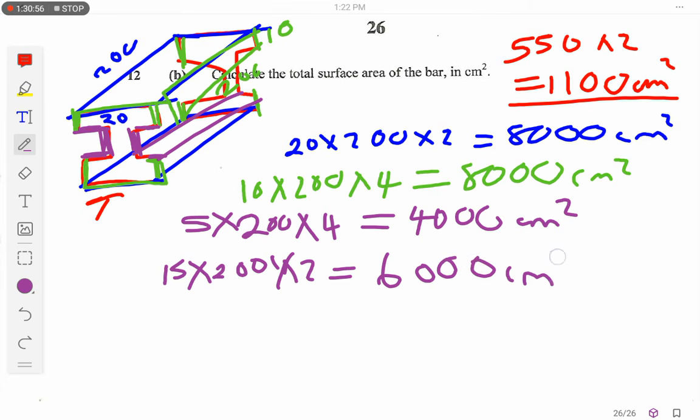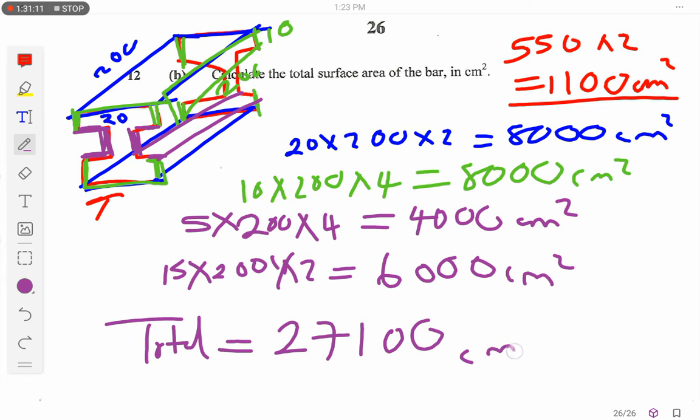Centimeters squared. So my total surface area is going to be 1,100 plus 8,000 plus 8,000 plus 4,000 plus 6,000. I think I'll get 27,100 centimeters squared. So that's the total area there.